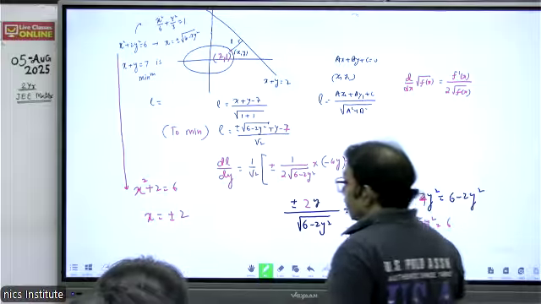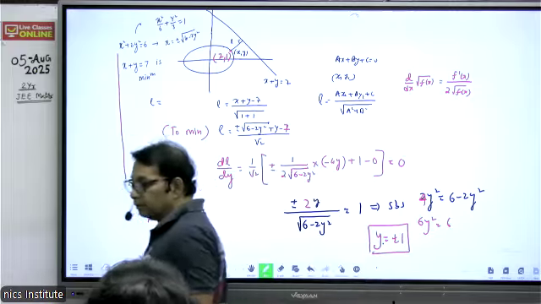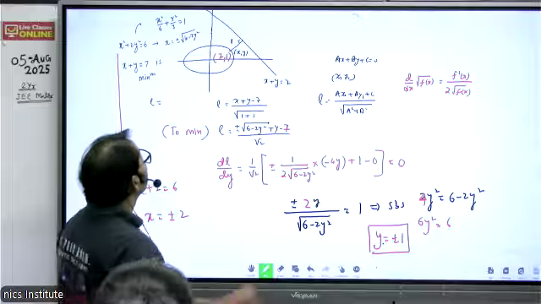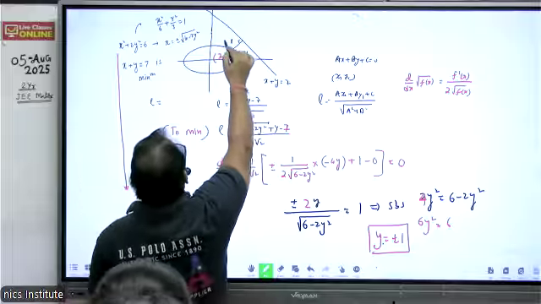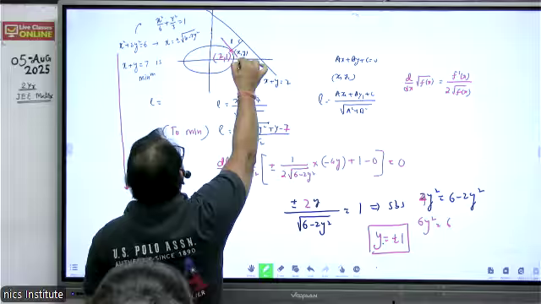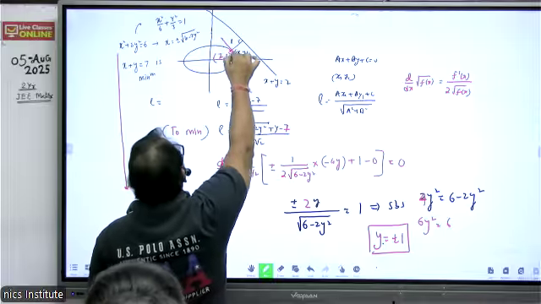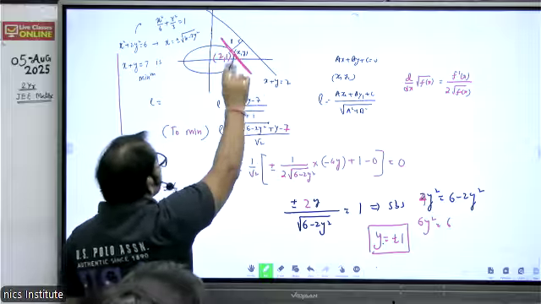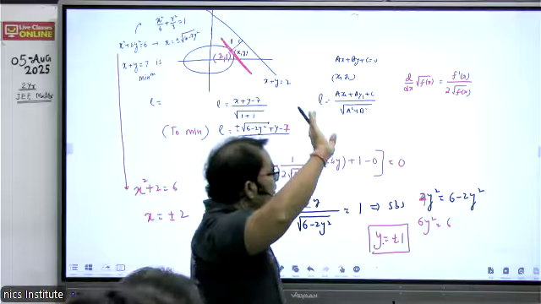Now we have a shortcut method for this kind of question. This is a long method. What is the shortcut method? The point where the line is the nearest would have the same slope as the given line. You can note down this concept.